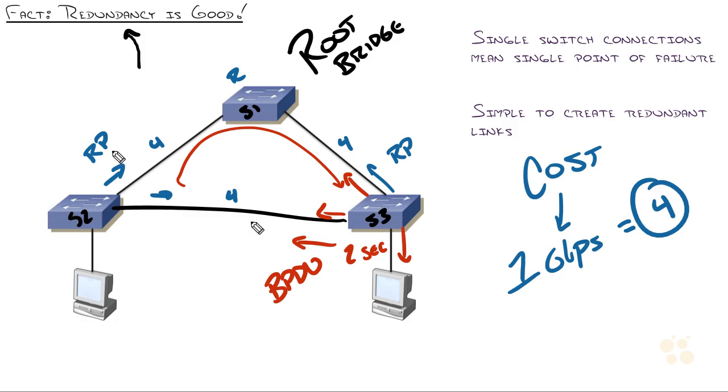So once switch 2 and switch 3 have figured out their best way to get to the center of the network, they block the redundant paths. Now, this is a really high-level overview. As with all things networking, there's a lot of nuance inside of this and a lot of nitty-gritty detail. But from a conceptual level, that's it.